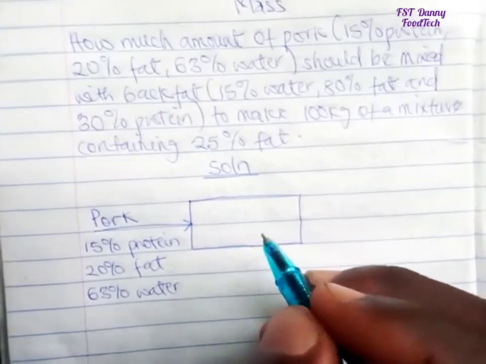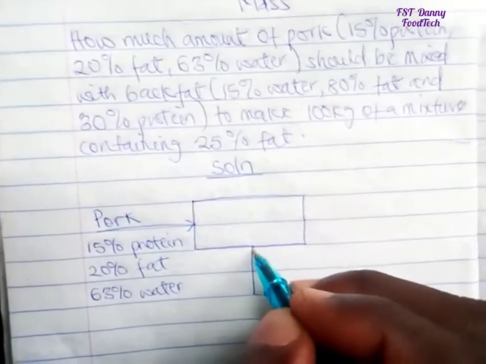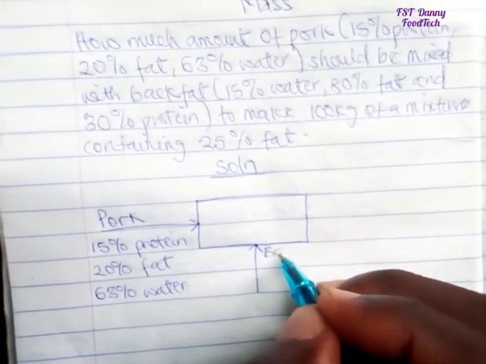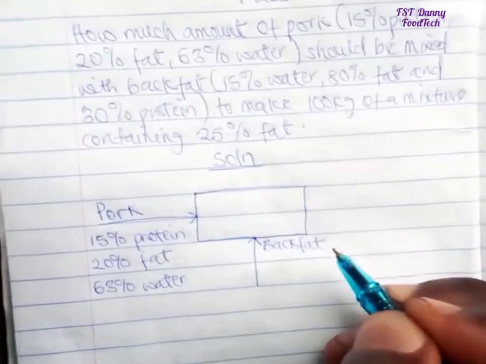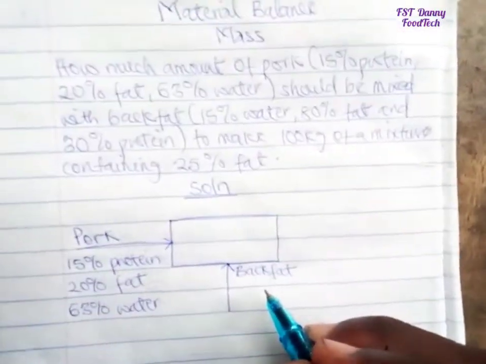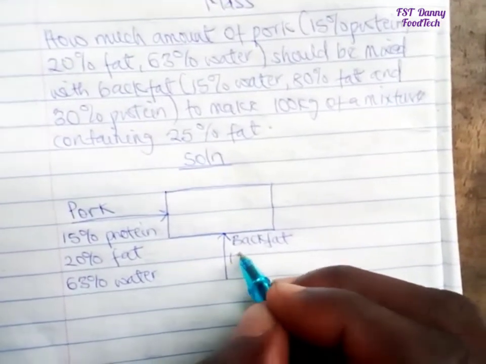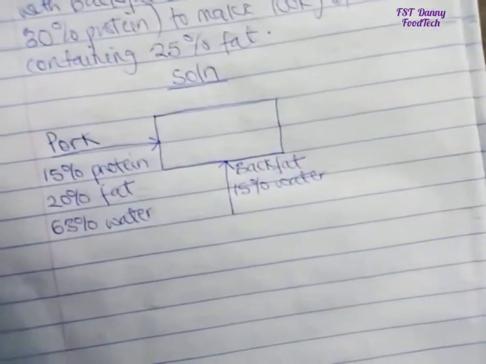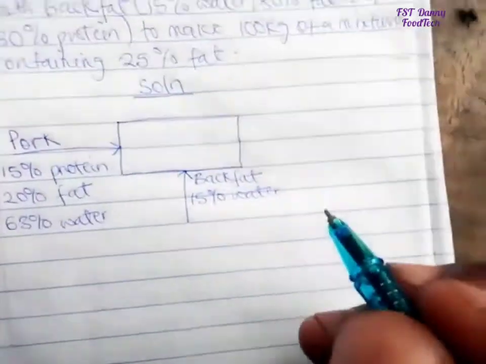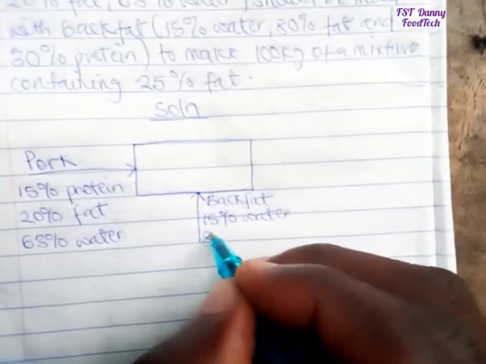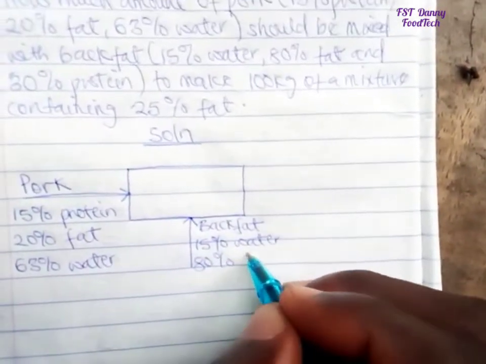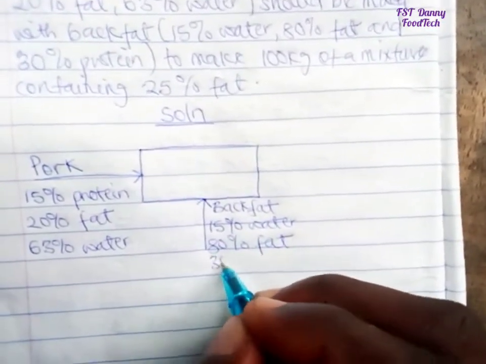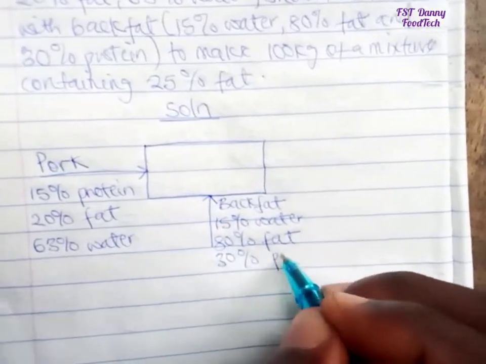Now it was mixed together with back fat. Then the back fat contains 15% water. It also has 80% fat and 30% protein.